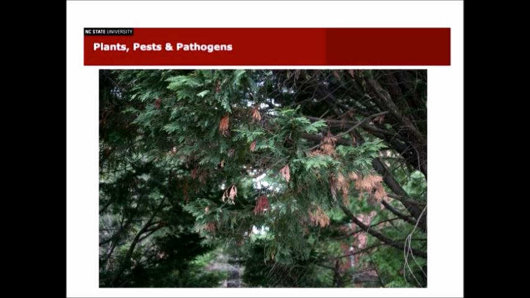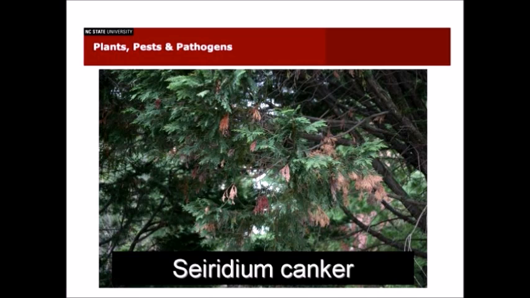Here's another picture from campus, in this case, of small twigs dying back on a Leyland cypress, and this turns out to be Seiridium canker, which we may, if we have time, try and show on the microscope here some spores of it. Seiridium we do see a lot on Leyland. Fortunately, we do not see it on arborvitae.